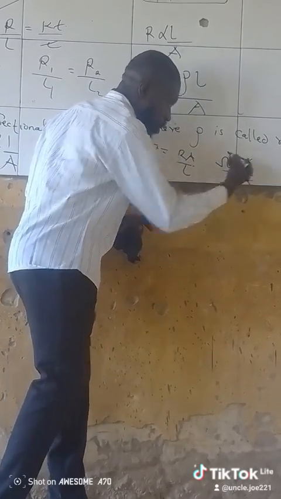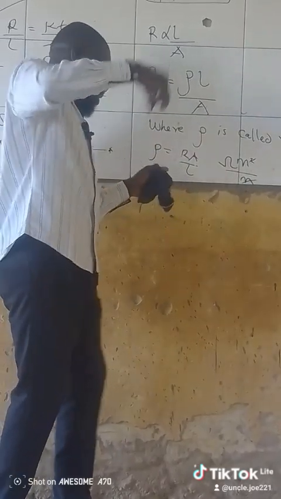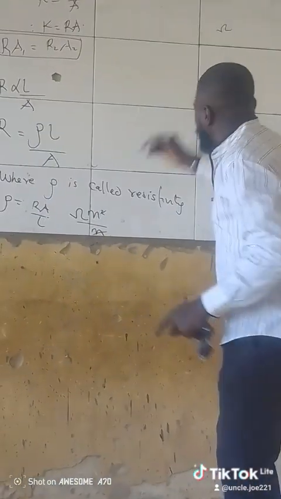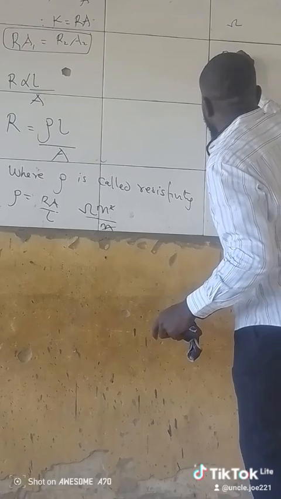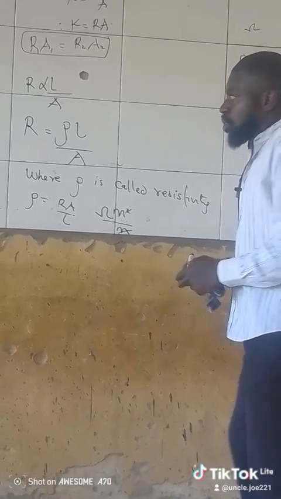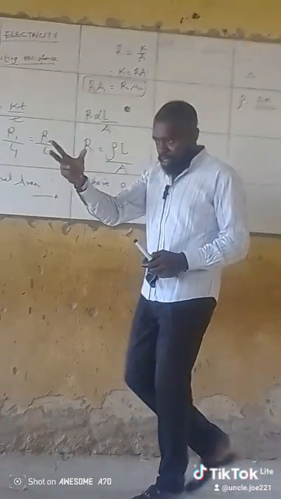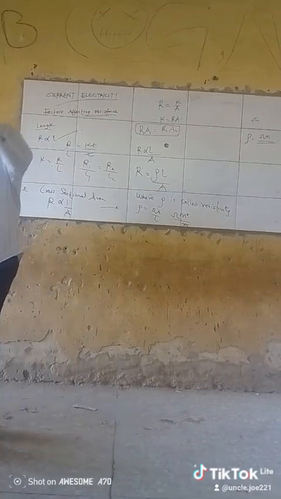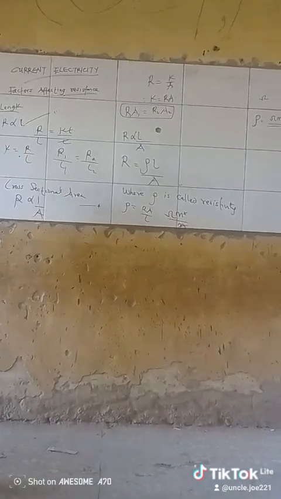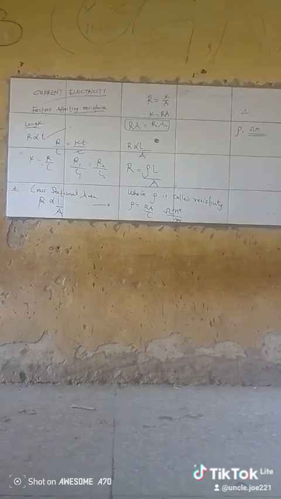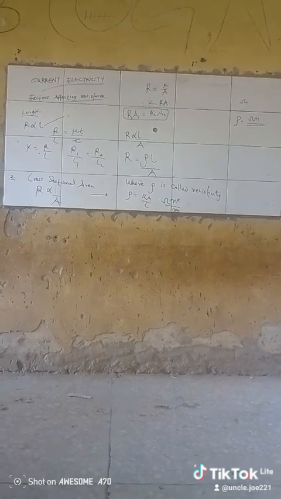Do you agree that one meter will cancel one of these? So the unit for resistivity is ohm meter. Write that. So the two factors, length and cross-sectional area: the resistance is directly proportional to the length, and inversely proportional to the cross-sectional area. When you write that, we will now go to conductivity.